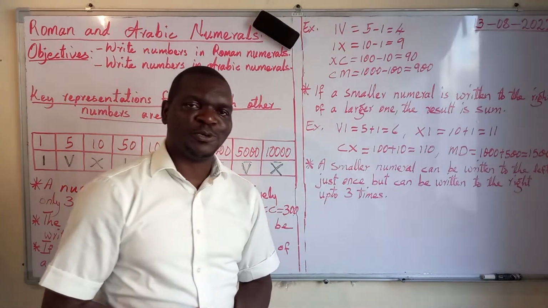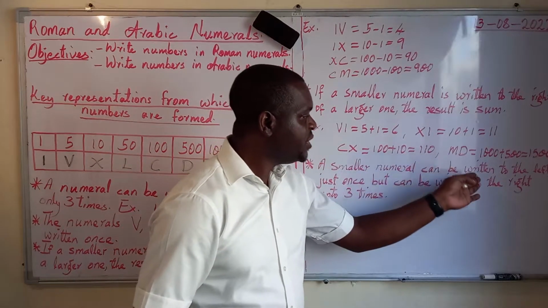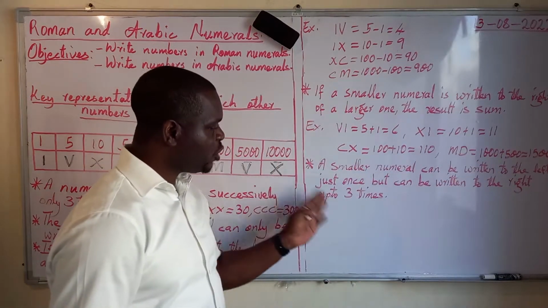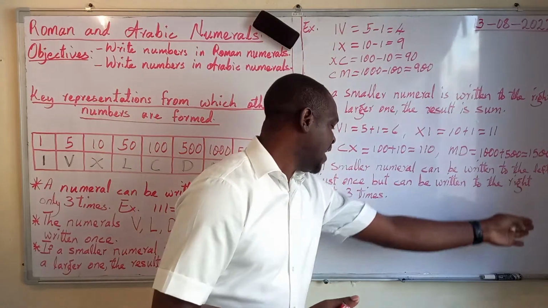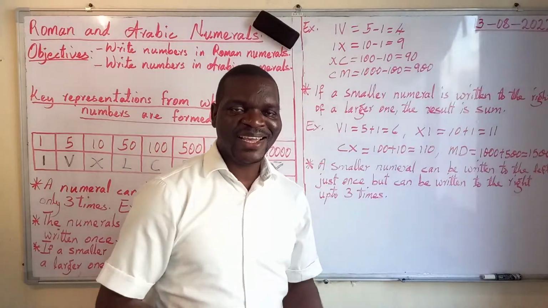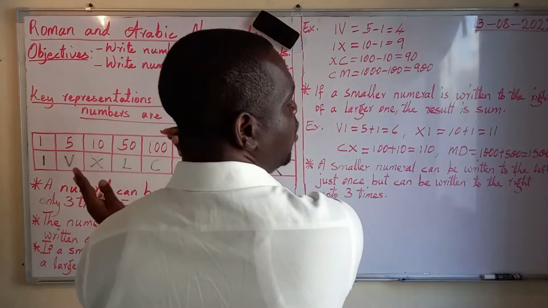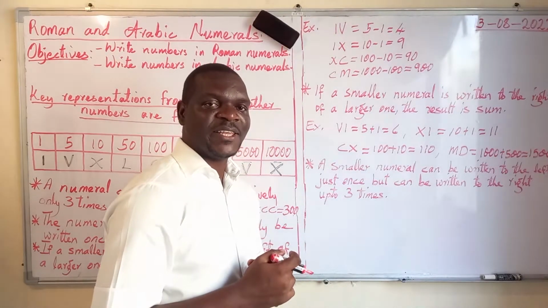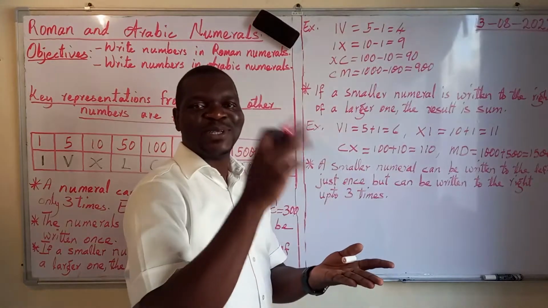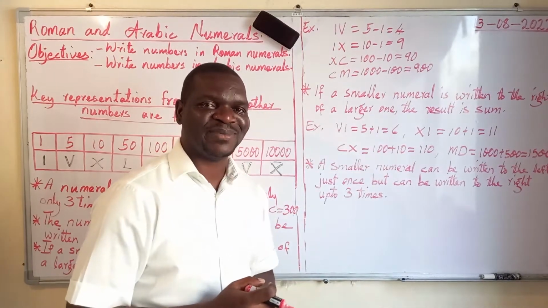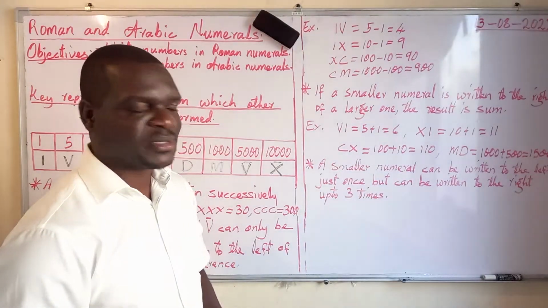The last rule states that a smaller numeral can be written to the left just once, but can be written to the right up to 3 times. It means to the left of a bigger number, you cannot write 2 smaller numbers successively, but to the right, you can write it 1 time, 2 times, or 3 times, but not 4 times. So these are the rules to follow. Let's look at some examples.